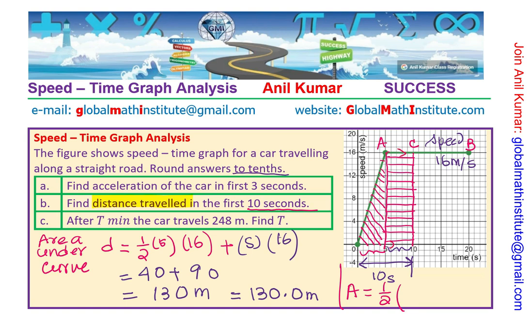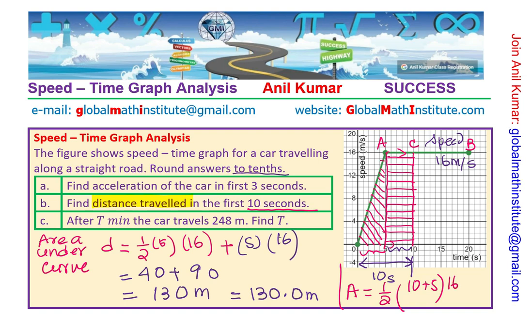Length being 10 and 5, so 10 plus 5, right? Times the height, which is 16, correct? So that will also give you the same area, you can verify. So either split the whole figure into triangles and rectangles, or you could use trapezoid as we have shown you here. I hope that makes sense.